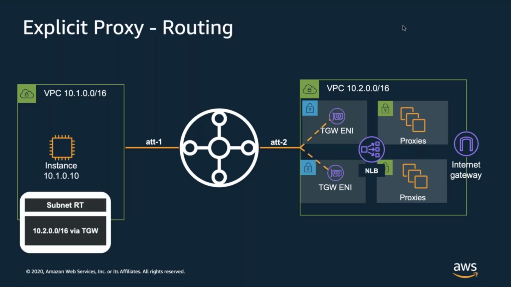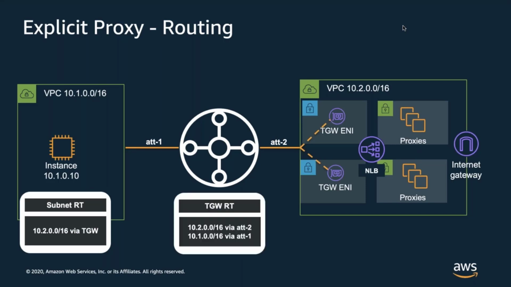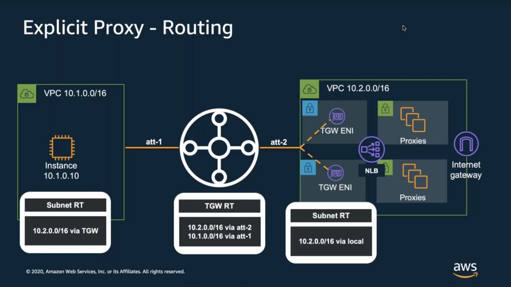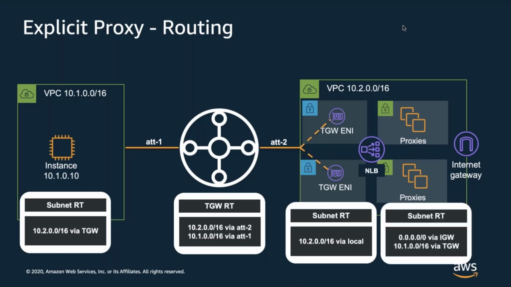So in this case, you'll notice we don't have a default route in the VPC. All we need is the route to where our proxies are. The Transit Gateway also doesn't have a default route. It just has routes to VPCs on the left and VPCs on the right. And the subnet route tables don't really need any default routes here. Only the proxies need a default route via the internet gateway.